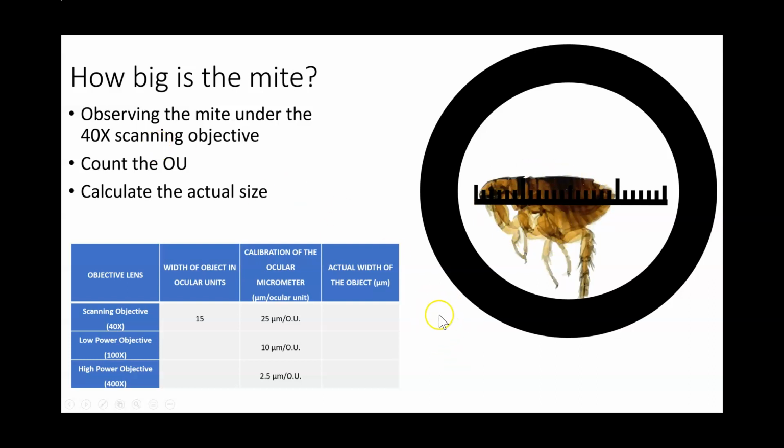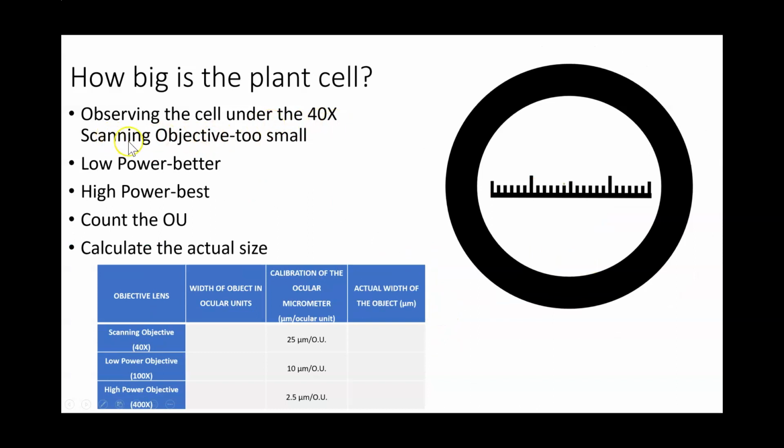So a cell is much, much smaller than an organism like an insect. If we were to look at a plant cell under a 40x scanning objective lens, it would be way too small. I don't know if you can see that tiny little green dot right there, right? We can only use the 40x scanning objective to find our sample and focus. Remember, adjust that coarse focus. So now let's zoom in and use the low power. Now we can start to see it. But let's go up one more and adjust our coarse focus. And now we can see that plant cell really nicely, and we can estimate its size by counting across the ocular units. So go ahead and count the ocular units and see if you agree with me.